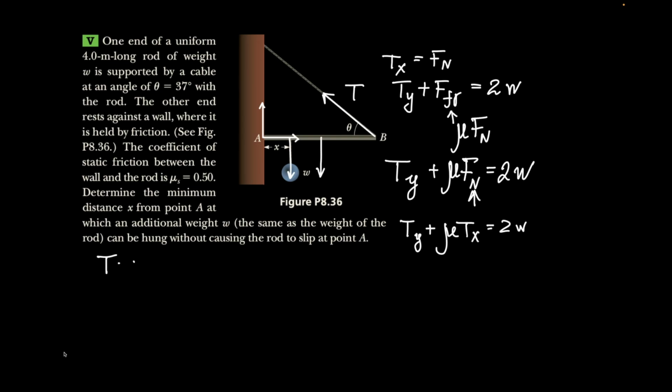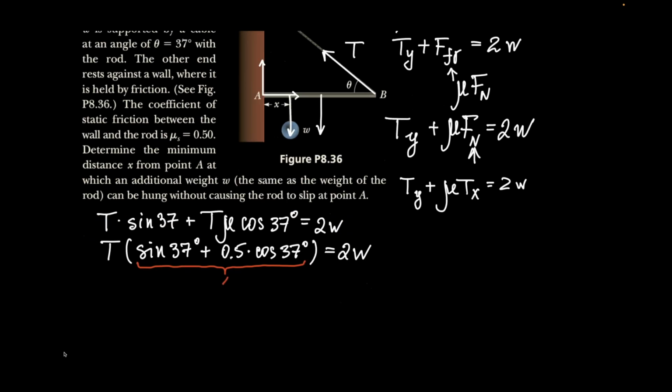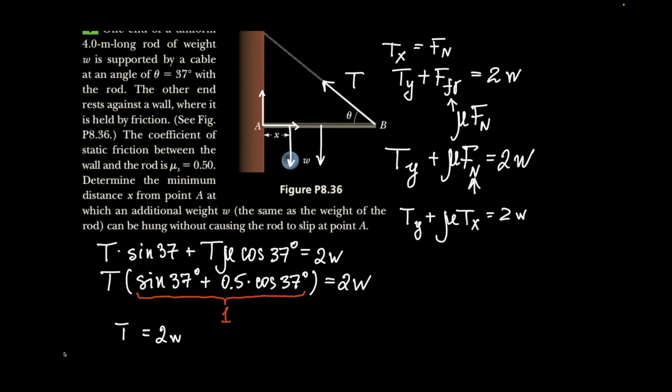Ty is force of tension times sine of 37 plus T mu cosine of 37 equals 2 W's. From where I can take T out and say sine of 37 plus 0.5, which is mu, cosine of 37 equals 2 W's. If you use your beautiful calculator and plug this one in, so this whole thing is 1, which brings us to T equaling 2 W's. Well, still it doesn't help me much because I don't know what T or W equals, and X is not even in the picture, and they want me to find X.